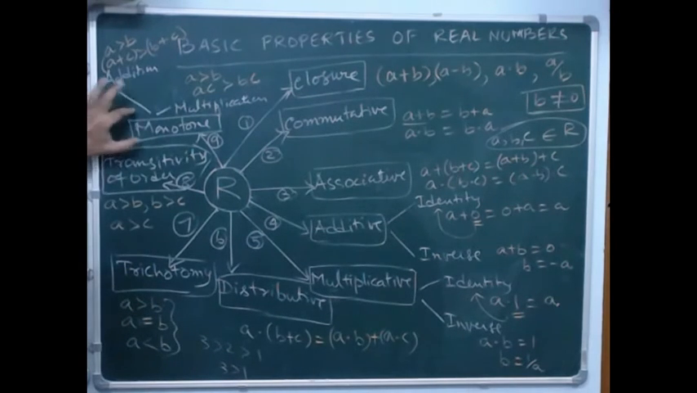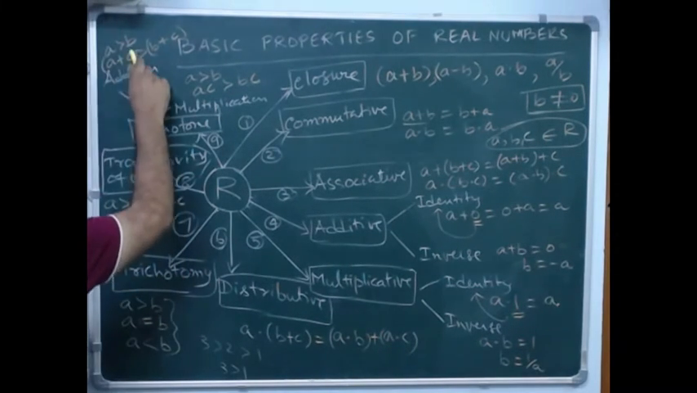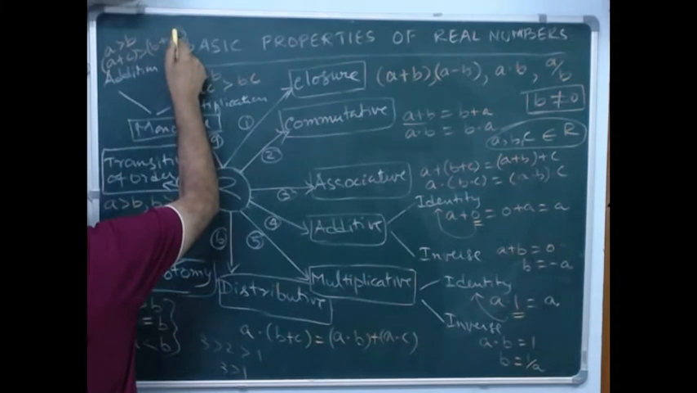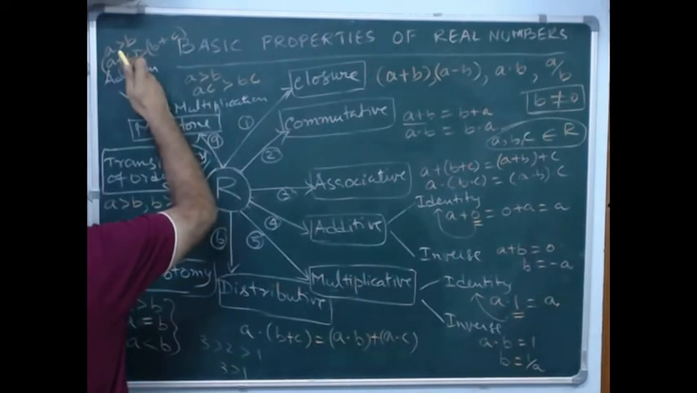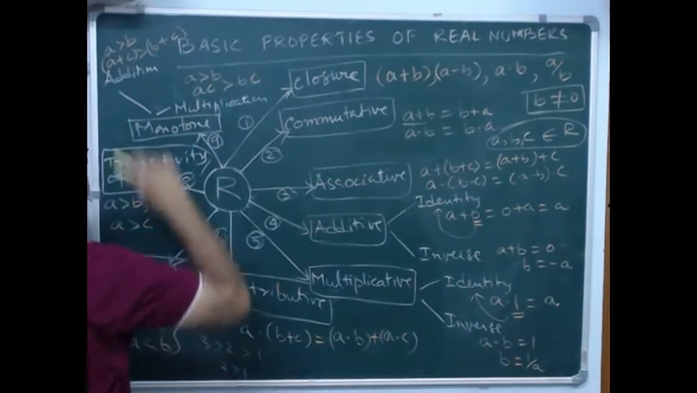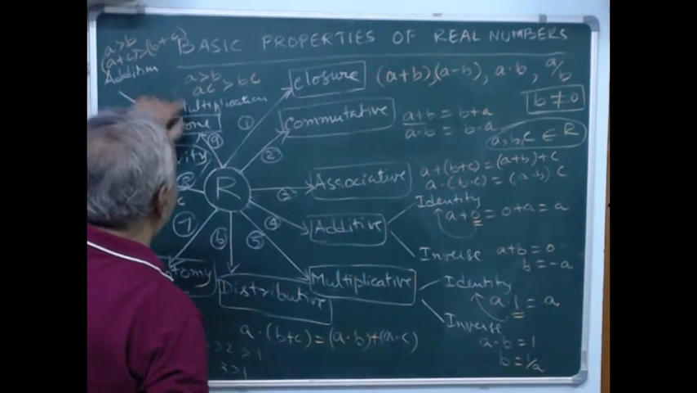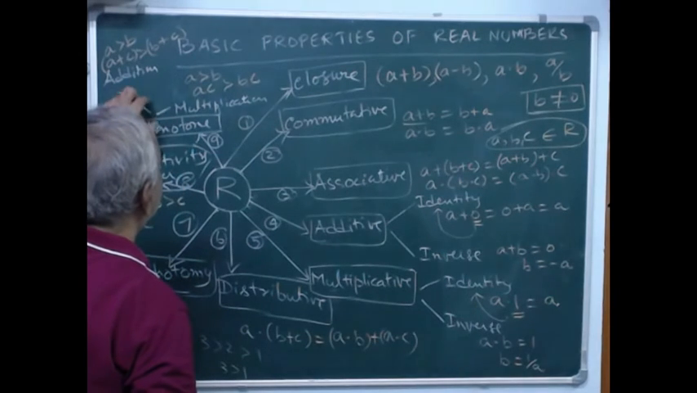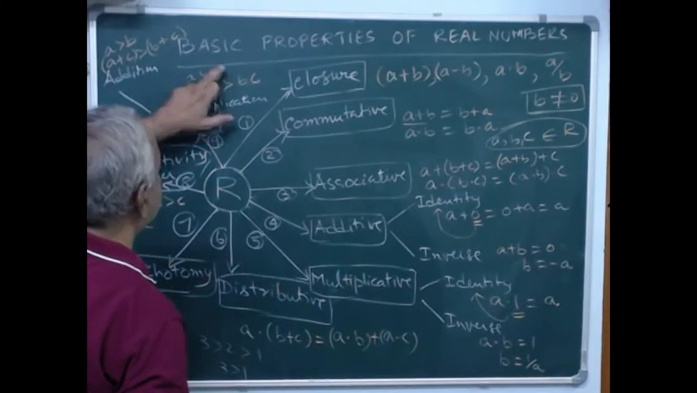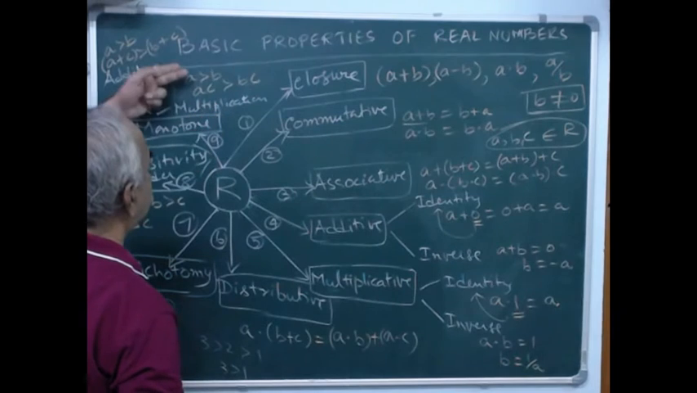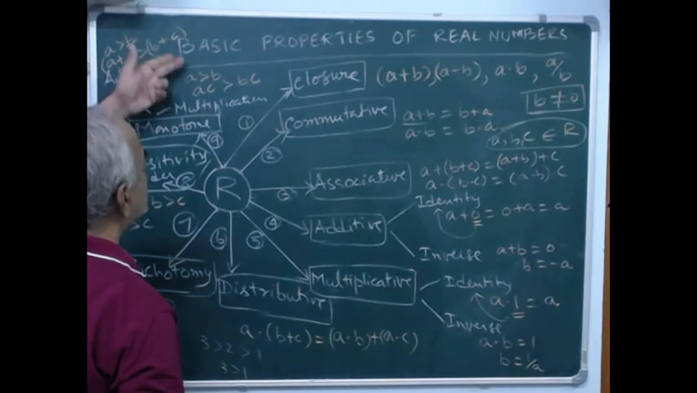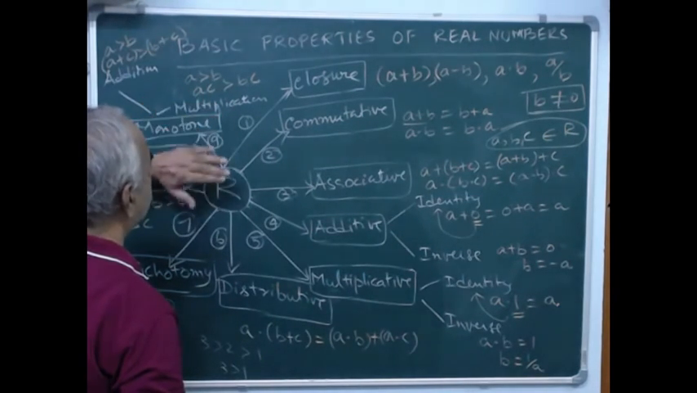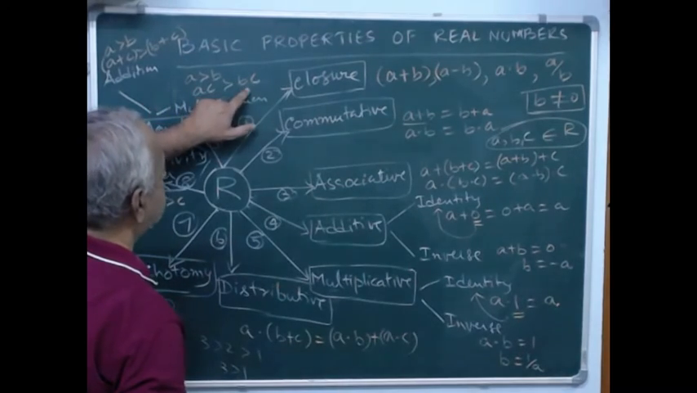And what about monotone addition? Monotone addition means, for example, A is greater than B. In that case, let me add C on both sides. So the result is also greater, that is LHS is greater than RHS, that is A plus C is greater than B plus C. And similarly, monotone multiplication means A is greater than B. Now let me multiply C on both sides. So the result is the same, that is AC is greater than BC. Are you able to follow?